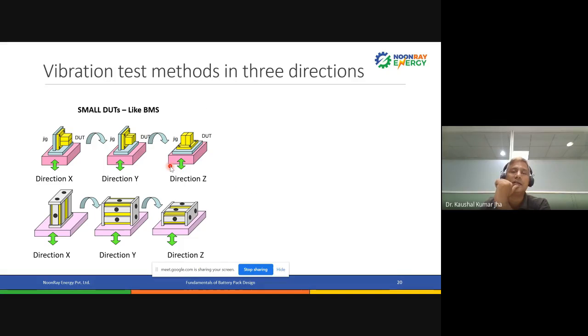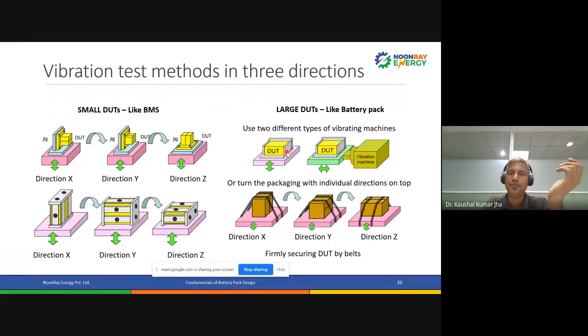Now, how do we do all this vibration test? There would be standard equipment, jigs and fixtures. Over that we pack, and then we vibrate in the X, Y, and Z directions. And how do we do it? You can see here. If we have a small object, like a BMS part, and then if you are going to do it as a complete pack, it's on the bottom. Packs.